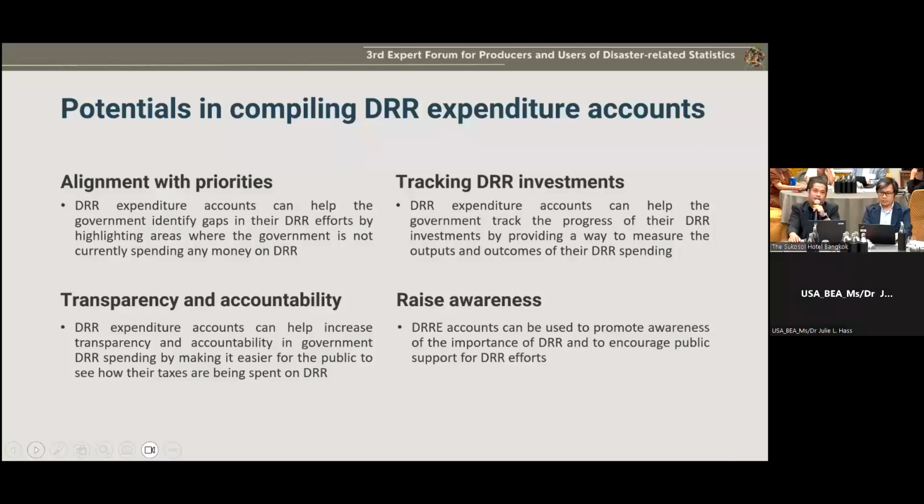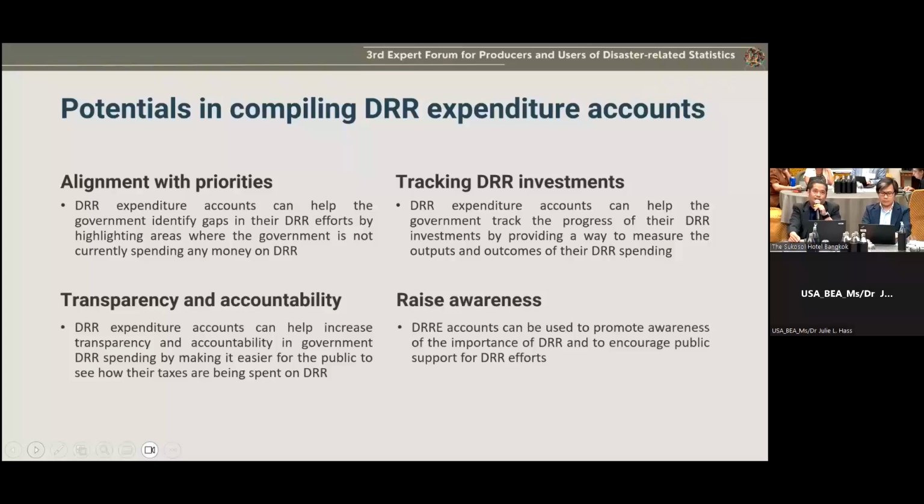So next, under potentials, we have tracking DRR investments. DRR expenditure accounts can help the government track the progress of their DRR investments by providing a way to measure the outputs and outcomes of their DRR spending. This can help the government to ensure that their DRR investments are having the desired effect and that they are being used in the most efficient way possible.